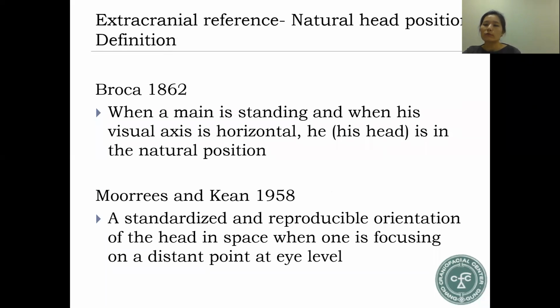And natural head position was first described by Broca in 1862. He defined this position as follows: when a man is standing and when his visual axis is horizontal, his head is in the natural head position. And in 1958, Morris and Kim defined it more specifically as a standardized and reproducible orientation of the head in space when one is focusing on a distant point at eye level. So far, there is still no universal definition for natural head position, but we're familiar with these two definitions shown on the slide.